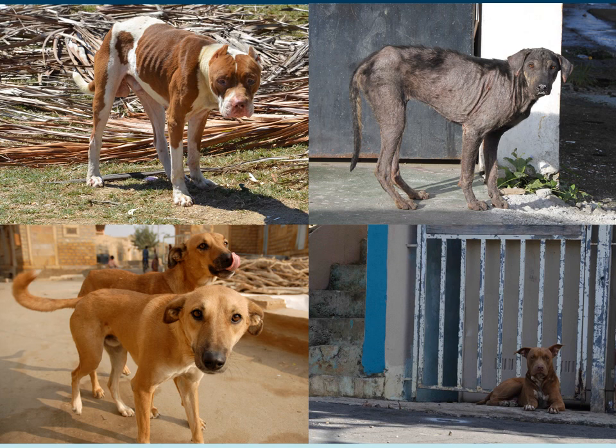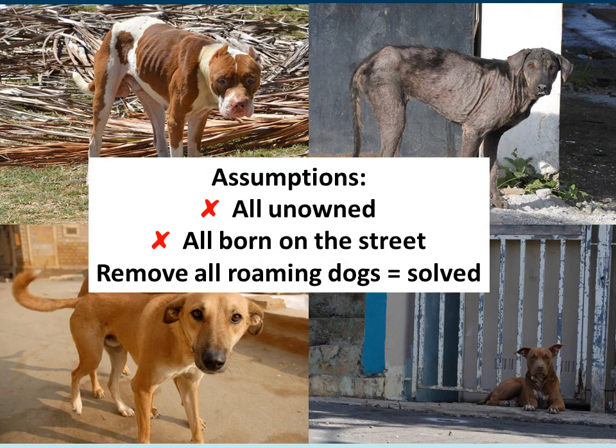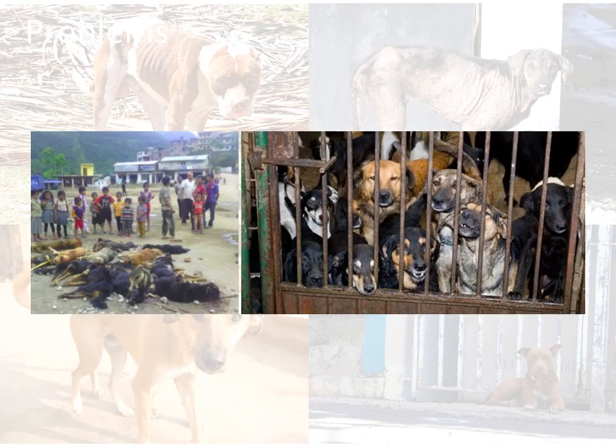And it's at this early stage of identifying these dogs as the potential cause of all these problems that the first potential mistaken and untested assumptions can be made. First of all, that these are all unowned dogs, that nobody cares about them. And second, that they are all born on the streets. Their parents were also roaming unowned dogs. And if you believe those two assumptions are true, you may come to the conclusion that if you could just remove all of the current roaming dog population, then the problem would be solved. Of course, this is not the case.